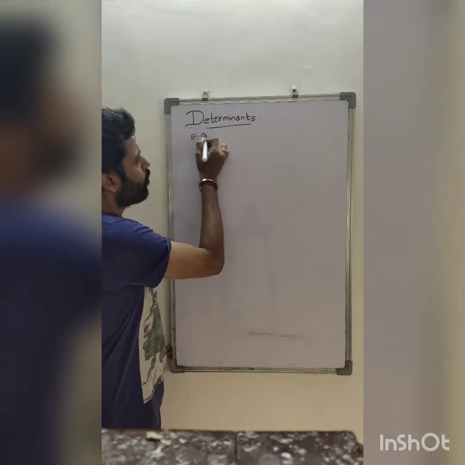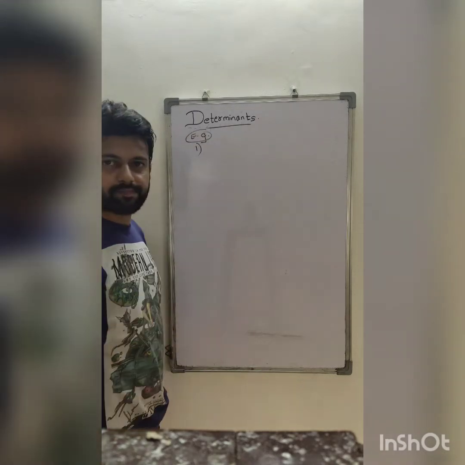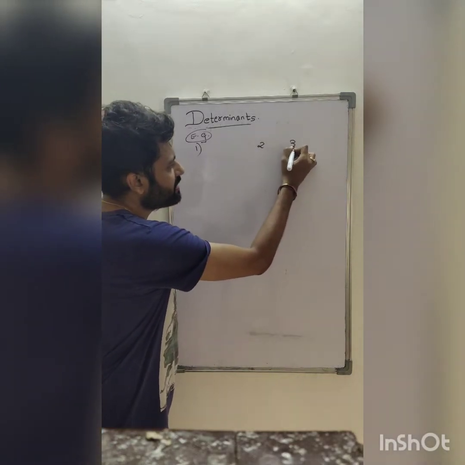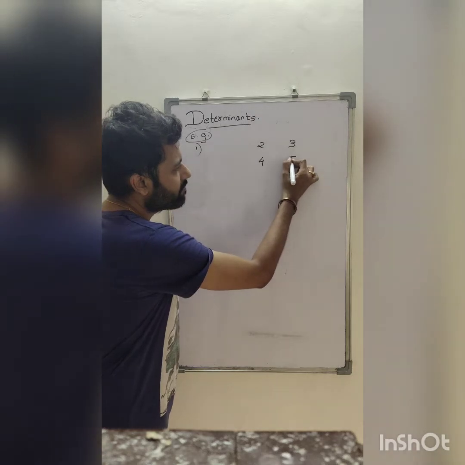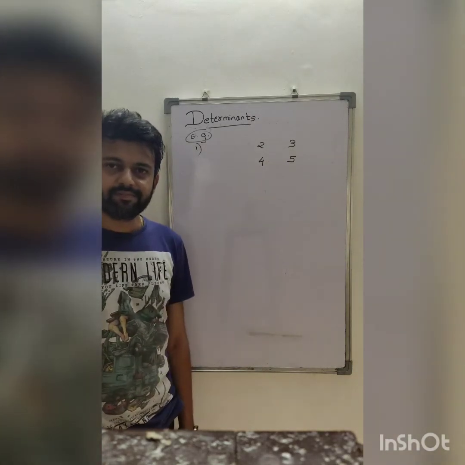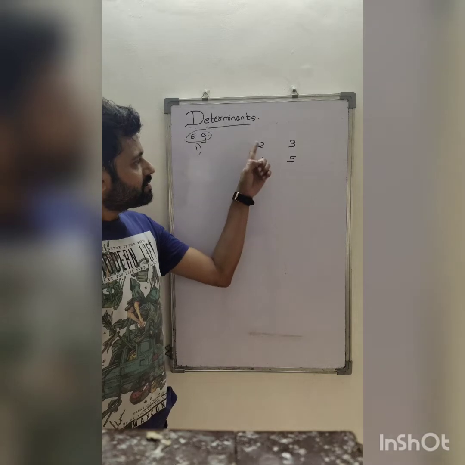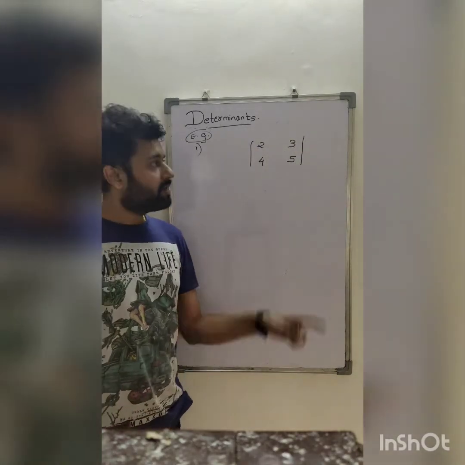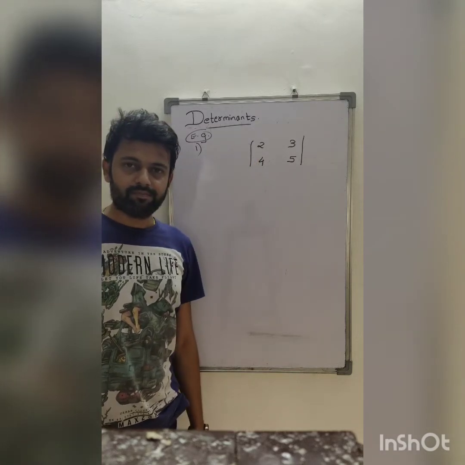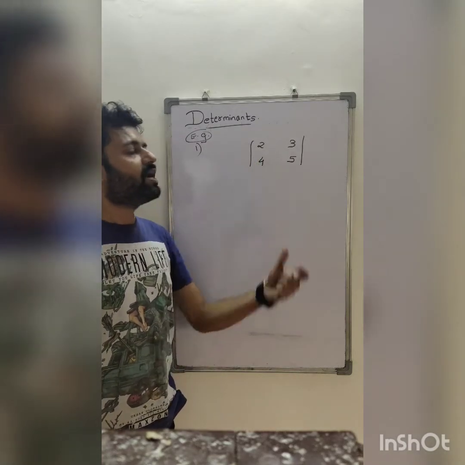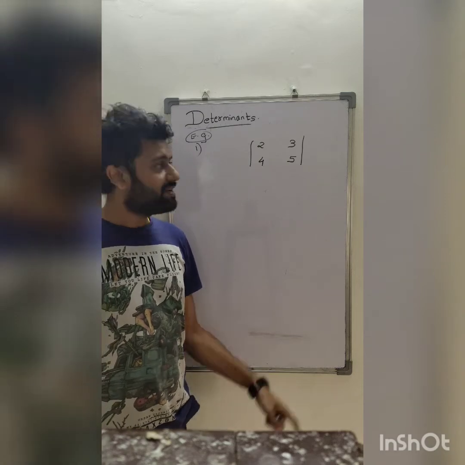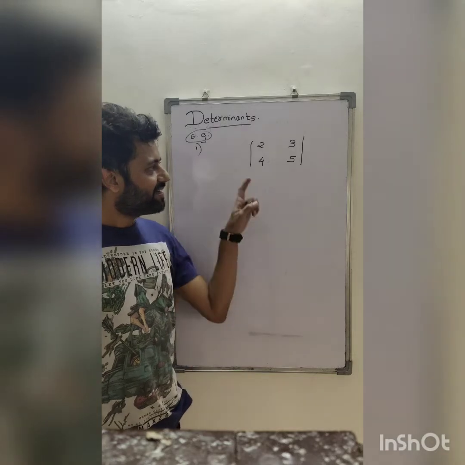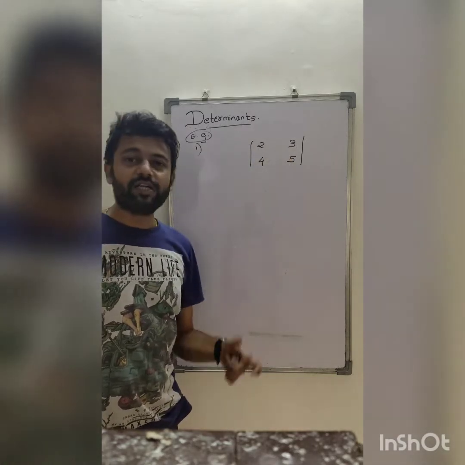I am giving you one example. 2, 3, 4, say 5, whatever. These four numbers, when I arrange them in this manner, this is called a determinant. They are put into the modulus sign and they represent a determinant.